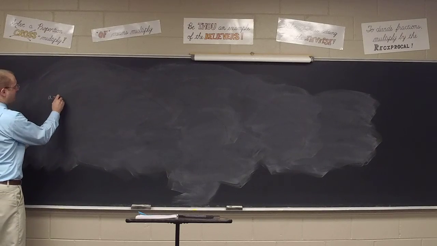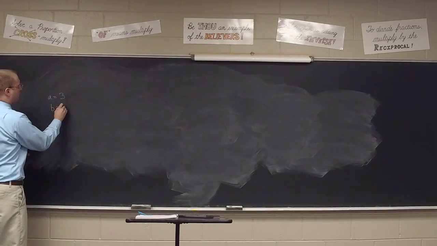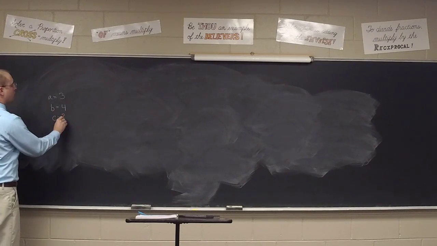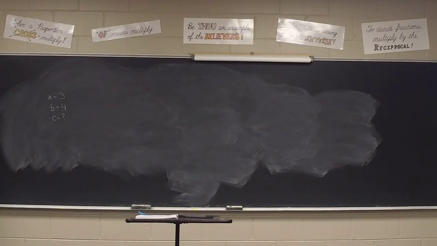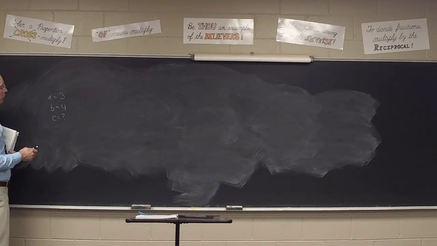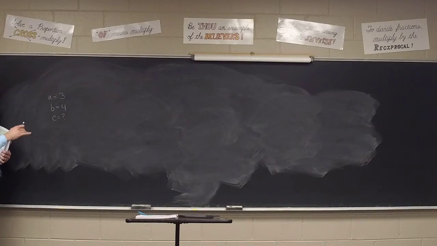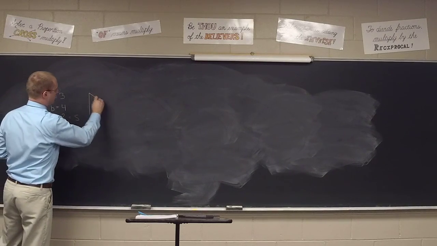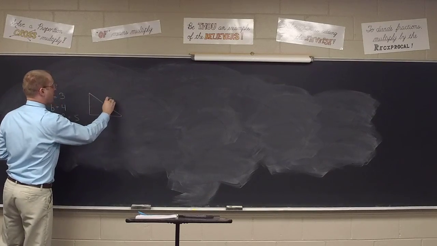Given that side A is 3 and side B is 4, which side of the triangle do we not know, Ethan? The hypotenuse, side C. To find it, we have to use the Pythagorean theorem. What would side C be using the Pythagorean theorem, Jamie? 5.